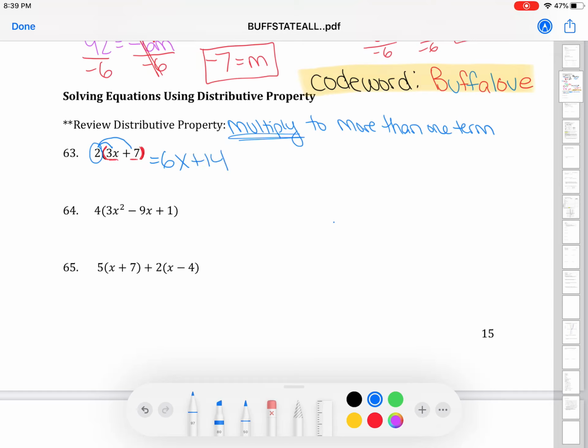So it'll be 2 times 3x, which will get you 6x. And then the 2 times the 7 is a plus 14. That would be the distributive property in its most basic form. You take the number that's on the outside and multiply it through to everything to follow inside of the parentheses.